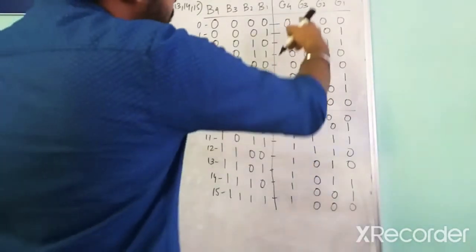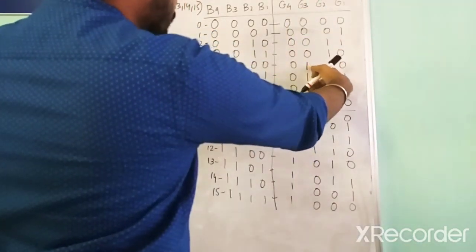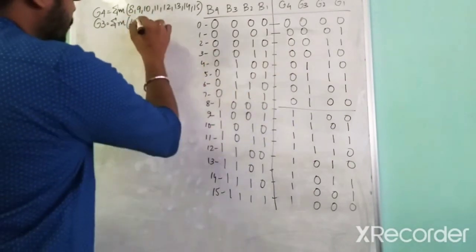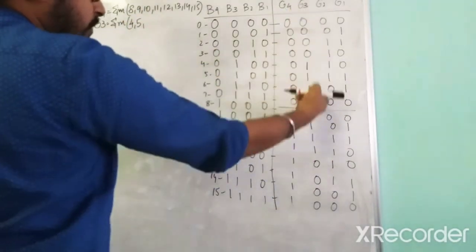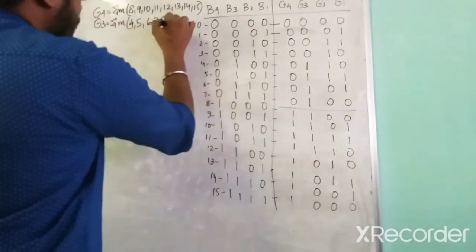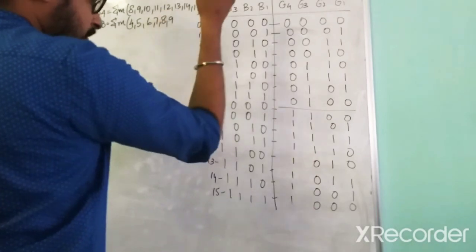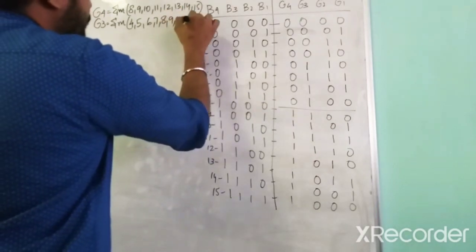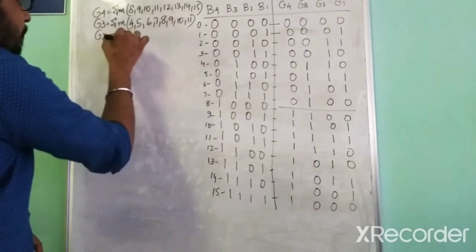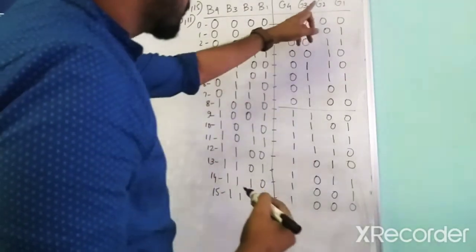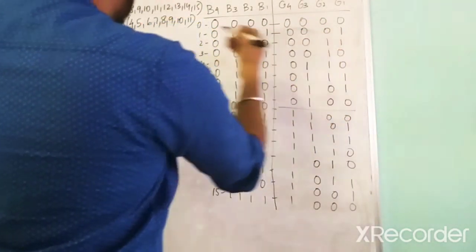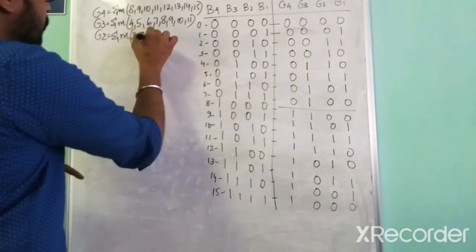G3 can be written as 4, next is 5, this is G3, okay, 6, 7, 8, 9, 10, 11. G2 can be written as, this is G2, 2, 3, 4, 5.